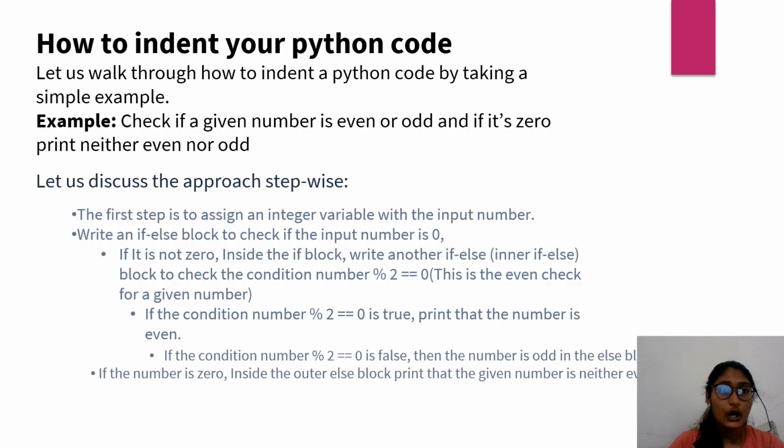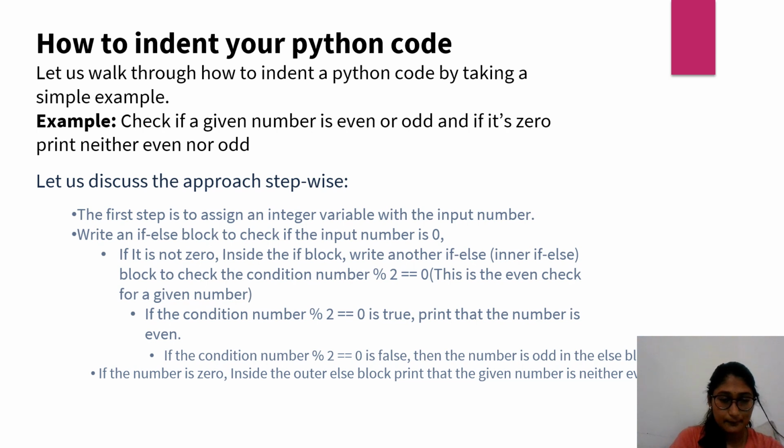Now let us see how to indent a program in Python code. Let us walk through how to indent a Python code by taking a simple example. Check if a given number is even or odd. If it's 0, print neither even nor odd.